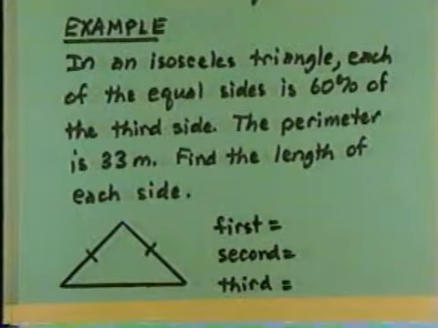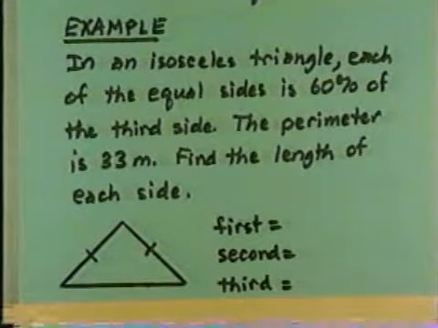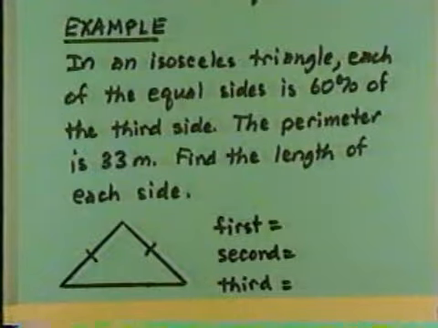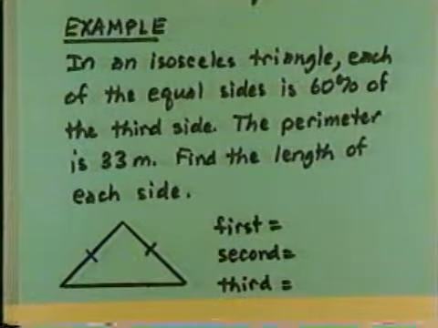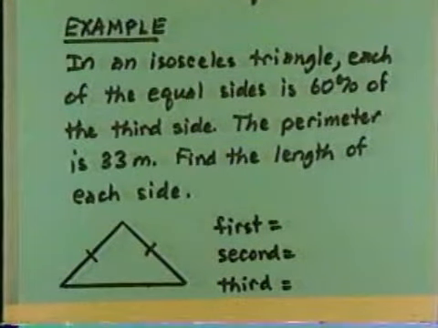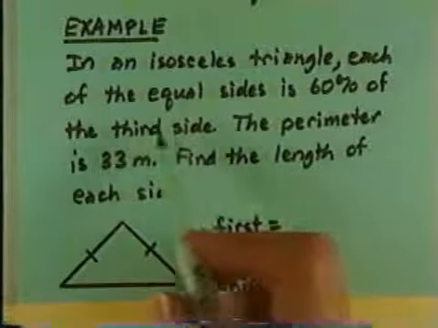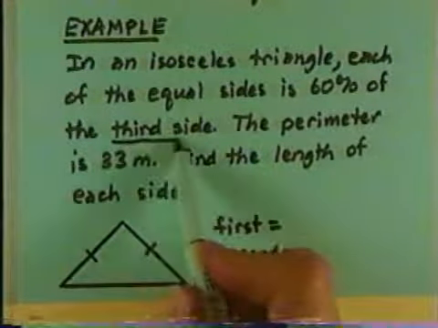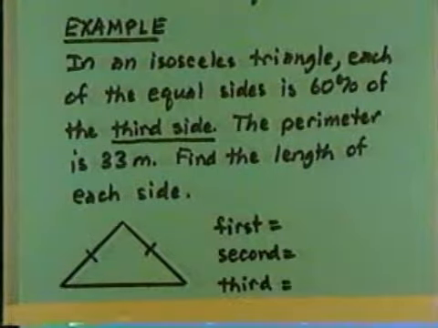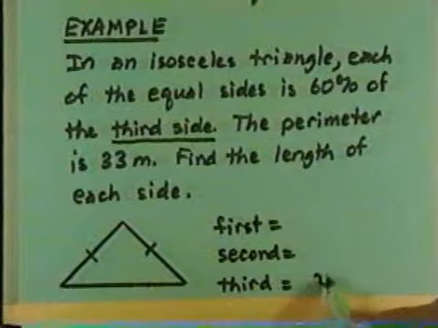If we had two other things that were the same length, we could put double tick marks on each of them, or triple tick marks on each of them, and so on. Well, we need expressions for our first, second, and third sides. We're told that each of the equal sides is 60% of the third side. So the third side is the thing we're basing everything upon. That means the third side will be just the letter x.